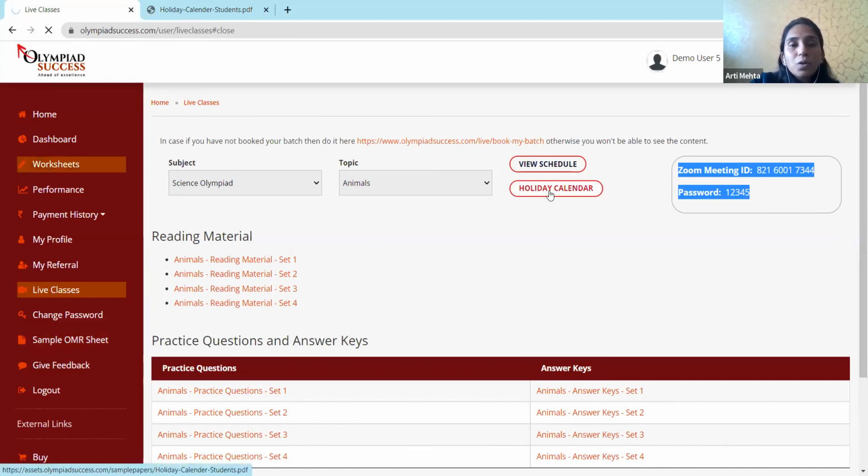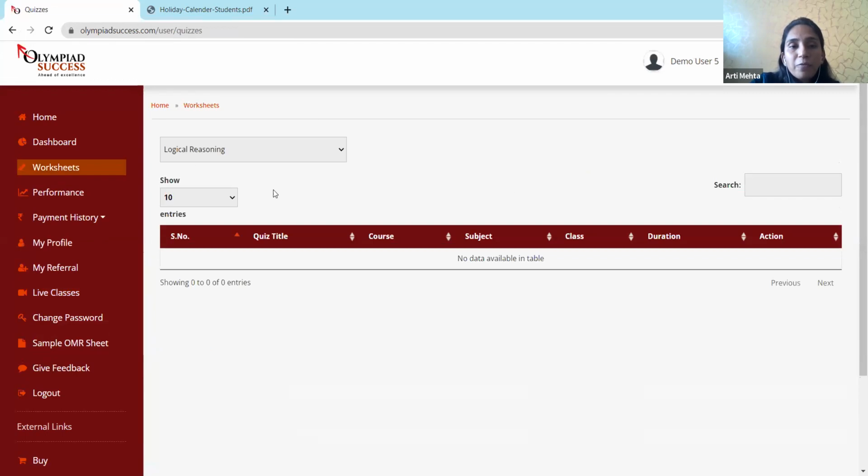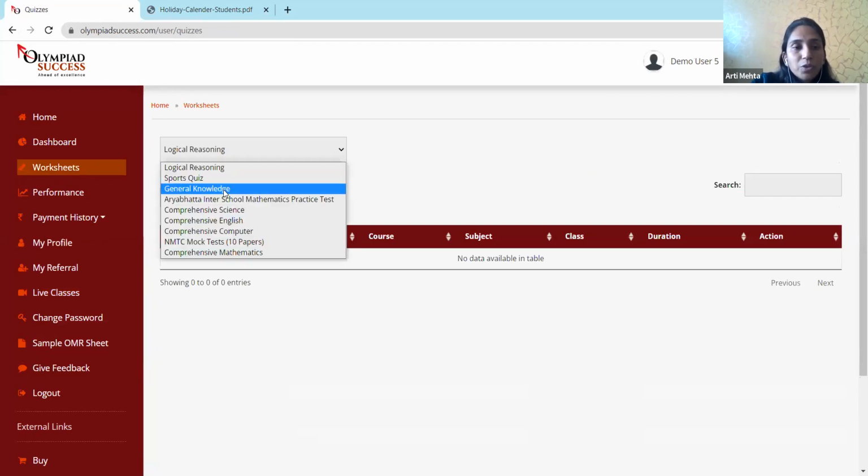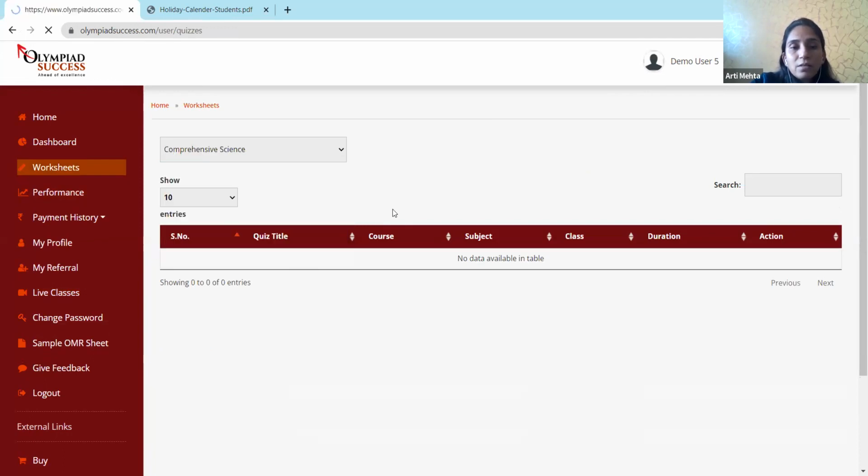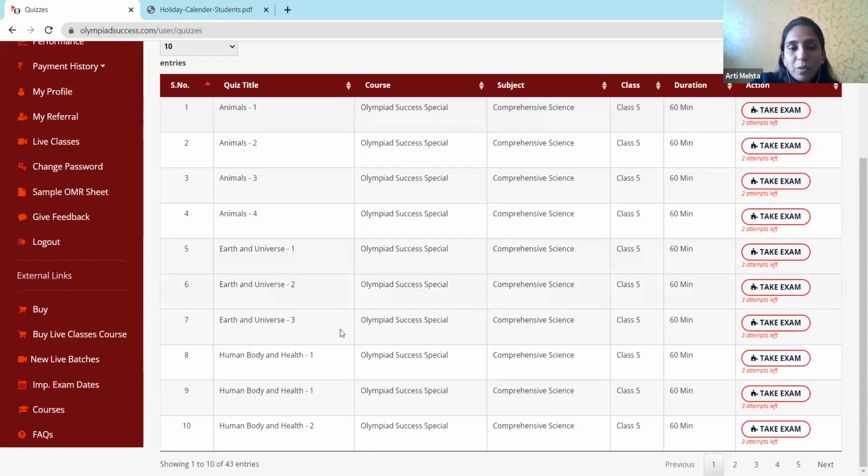Next in line is worksheets. Kids, if you have to access the topic wise worksheets, you have to click here, select the subject over here, and the entire list will come in. Here you see there are 43 worksheets available for you to practice. For animals, there are 4 worksheets. For Earth and Universe, there are 3 worksheets. Each worksheet has 25 questions. You have to click on take exam to take those worksheets.